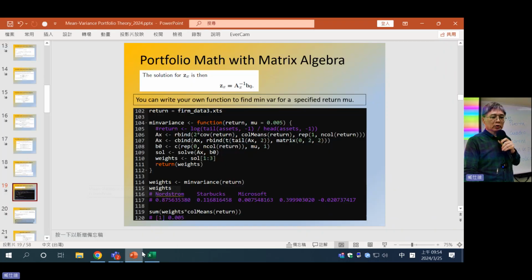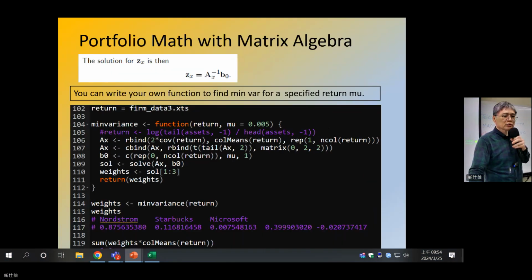And what we are doing here is to construct the AX inverse. So what is AX exactly about? Remember, in this case we try to find the minimum variance for a given return. So we have a given return, which is mu equal to 0.005. So we have to calculate the optimal weights for this given return, and finally we can find the weight.